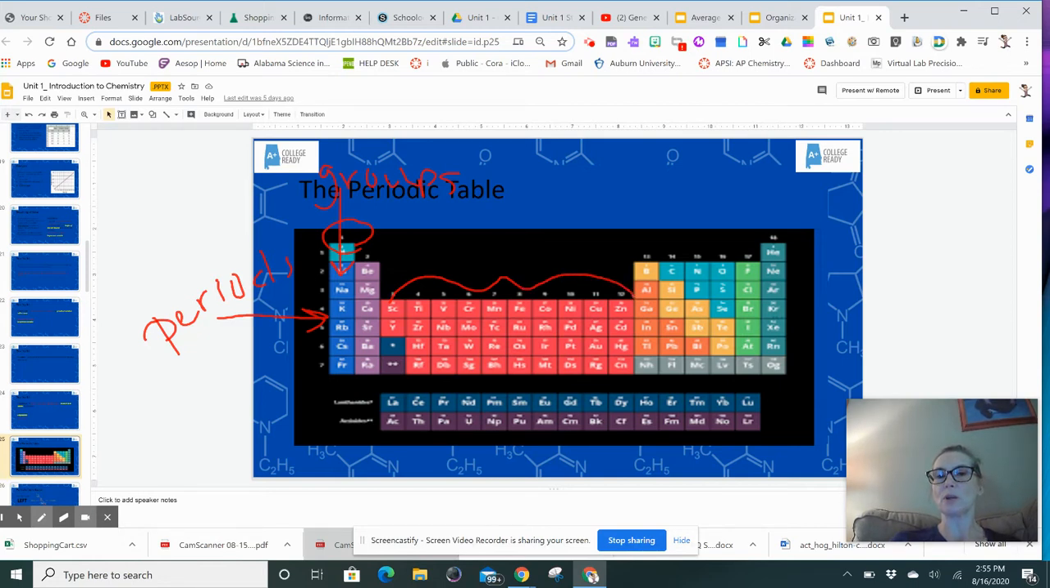And then we start over here with group 13. These don't necessarily have names. But then we get to group 17, and those are the halogens. And group 18 are the noble gases. Okay, so those are the groups that have just names associated with them. Not all of them do.